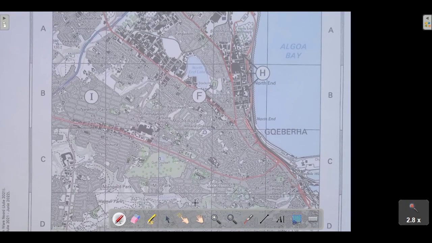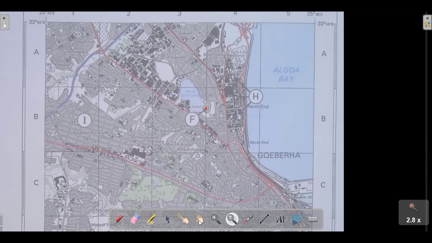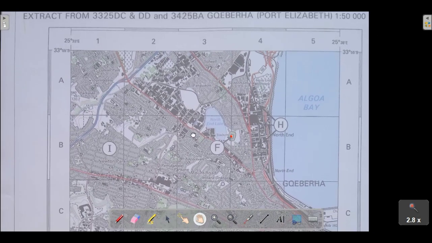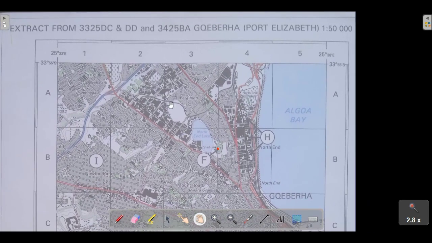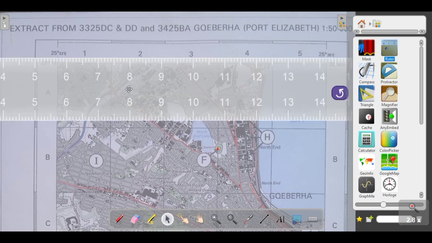So this is the stadium. I'm just going to zoom in there and put a mark there. So we'll start with the latitudes, and then we'll finish up with the longitudes. So for the latitudes, let me take out a ruler here. This might help us a lot.